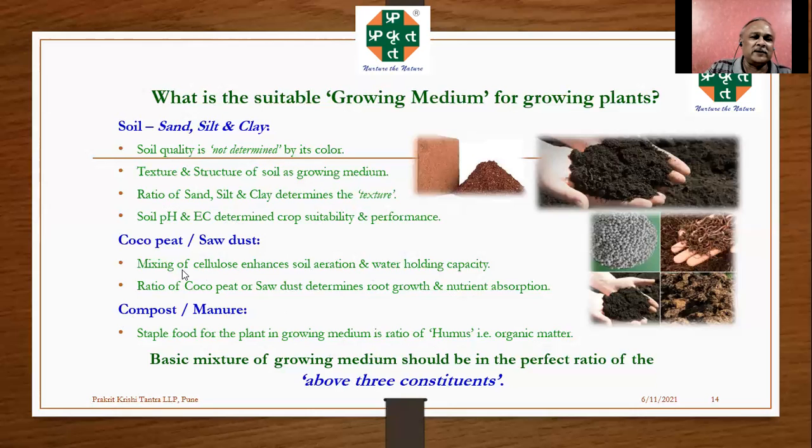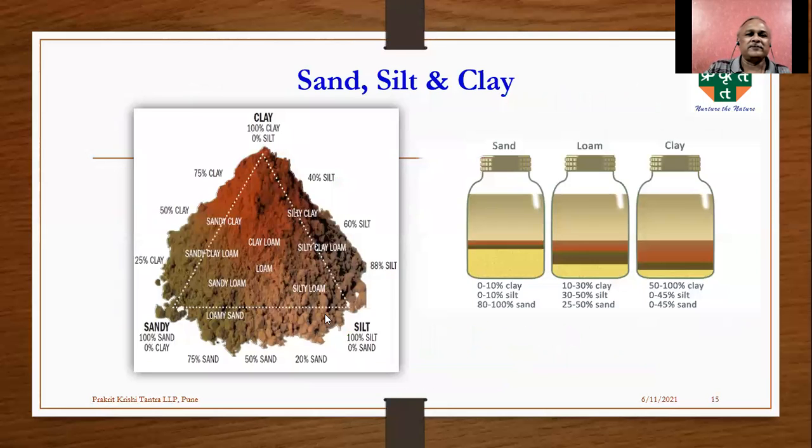So 50% of this, the soil, 25% of cocoa peat or sawdust, and maybe peat also you can use, but I will not suggest peat, rather this is better, and 25% compost or manure. Here you must keep in your mind the difference between manure and compost. When I say manure, the cooked form, that is compost.